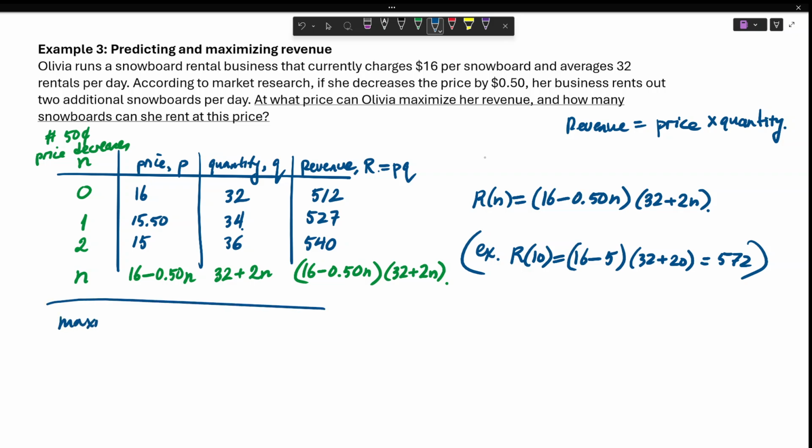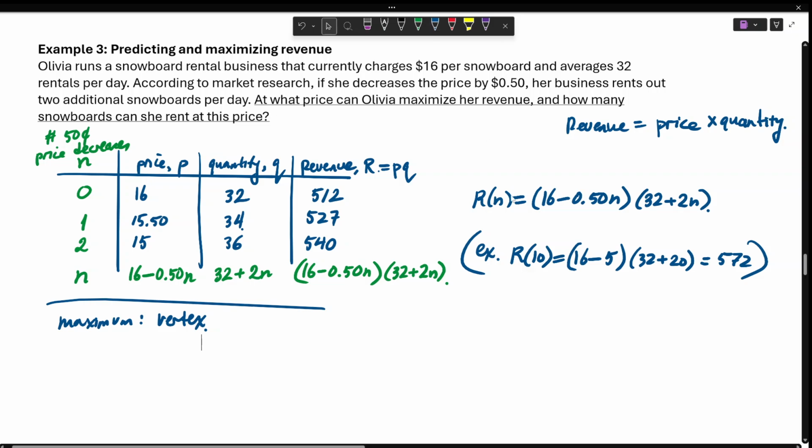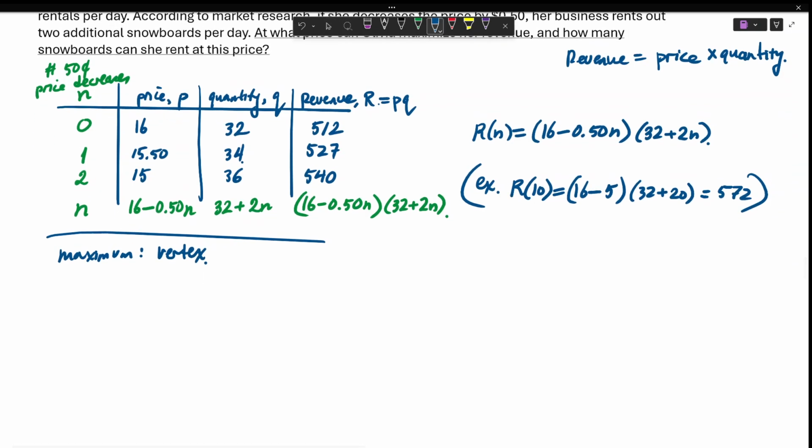So again, when we're thinking about a maximum value, you want to think about the vertex. How do you get in vertex form? Again, I'm going to do two different methods. You choose the one that makes the most sense to you, but you should know both. Method number one, since this is already factored, we can find the zeros to find the axis of symmetry.